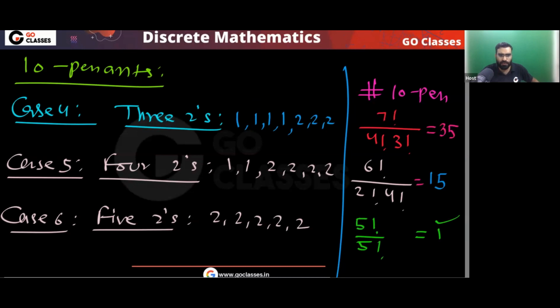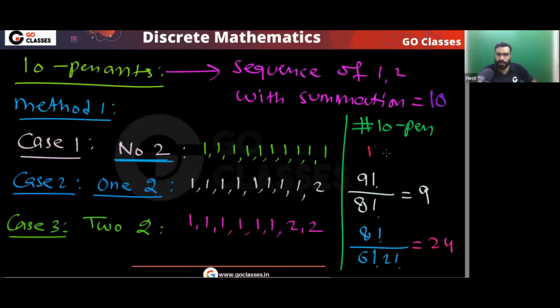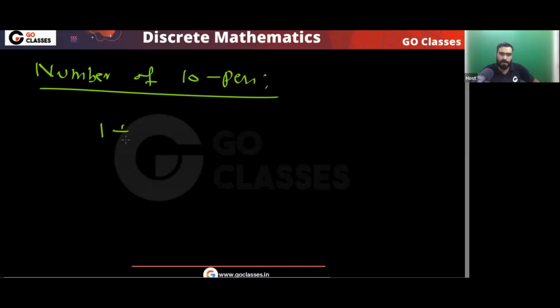What is the total number of 10 pennants that we got? So the number of 10 pennants, what we got, you can just add all of them: 1 plus 9 plus 24 plus 35 plus 15 plus 1 plus 35 plus 15 plus 1. Okay, you can check. What is this value? Can anyone tell me? You just calculate this value, you will get your answer. Okay, very simple, isn't it?